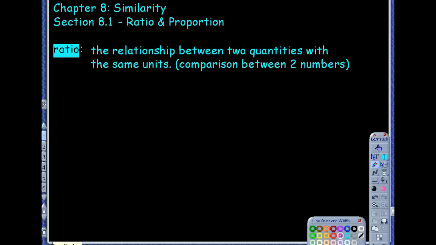Chapter 8 is going to deal with this idea of similarity. And I know that's a word you've seen before, you've actually used. We're not going to get too much into this concept of similarity right away. It's going to take a couple sections. We're going to do some introductory stuff. So for example, look at this section 8.1. It says we're dealing with ratio and proportion.